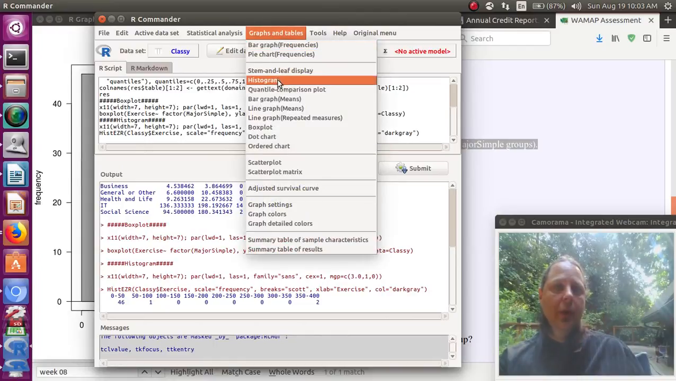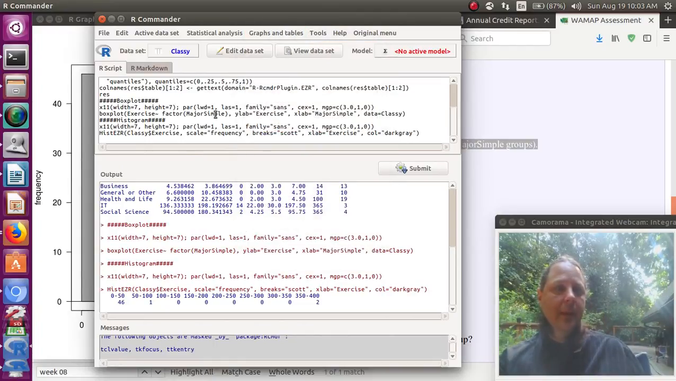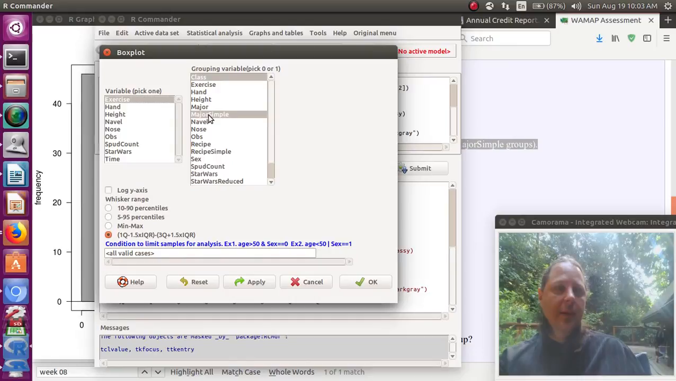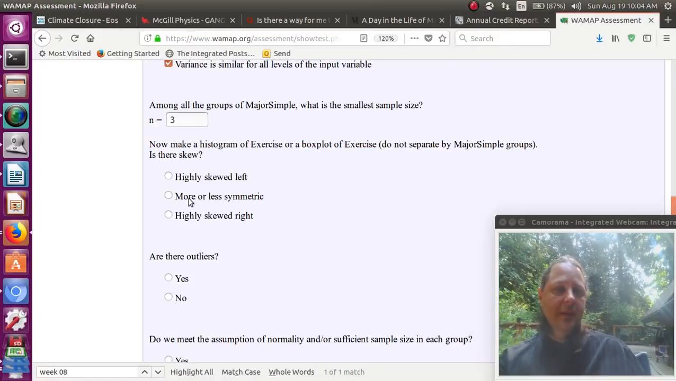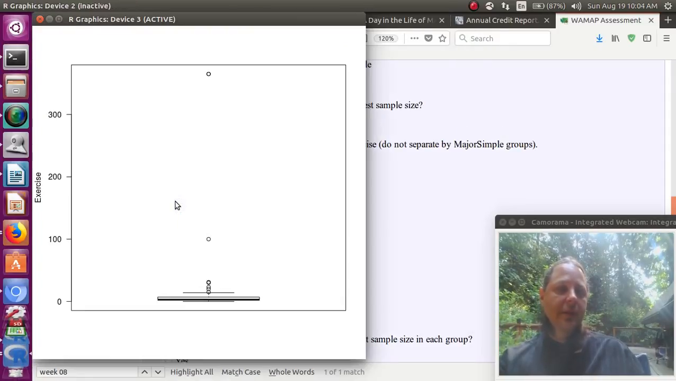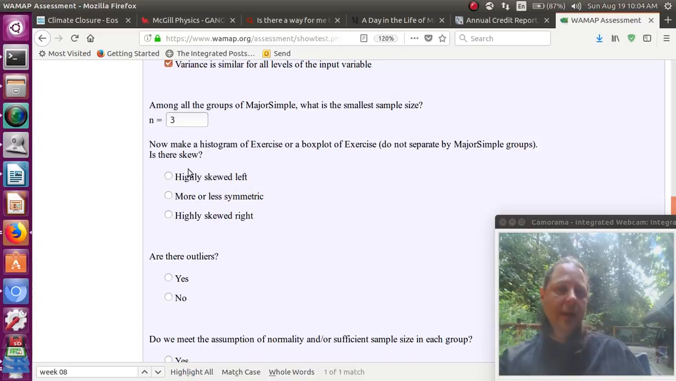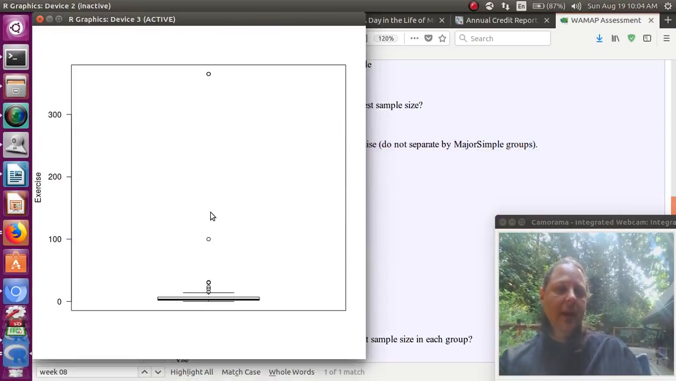Graphs and tables, box plot, exercise not separated by anything, and then click OK. And that's very skewed right. So that's highly skewed to the right. The positive end is dragged way out to the right side. So highly skewed right. Are there outliers? Yes! It's quite a lot of outliers.